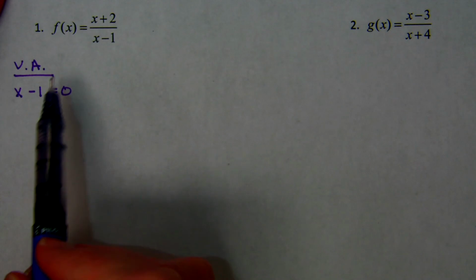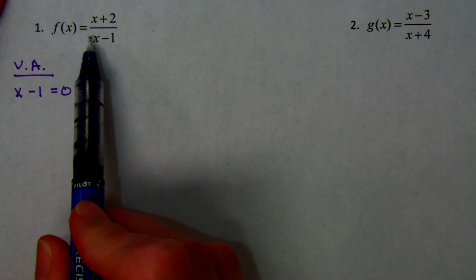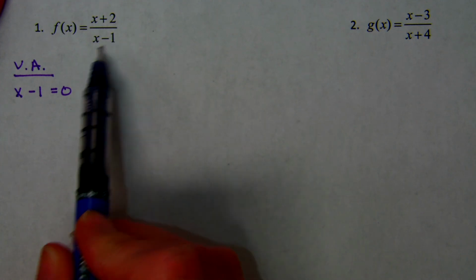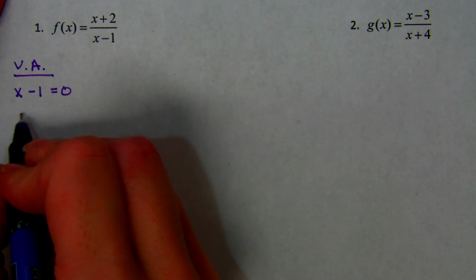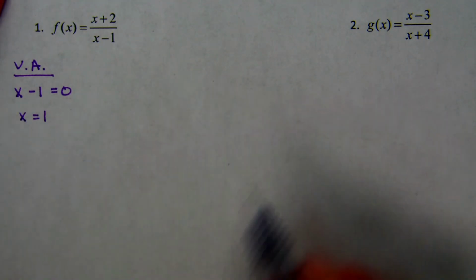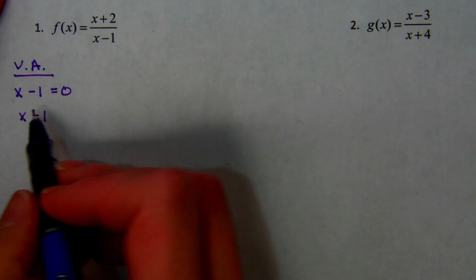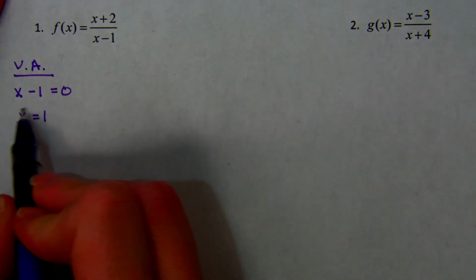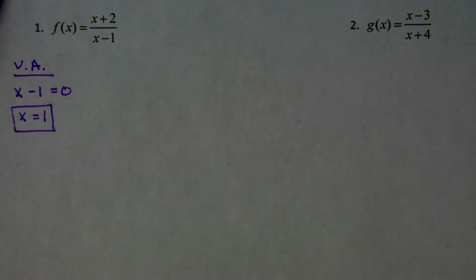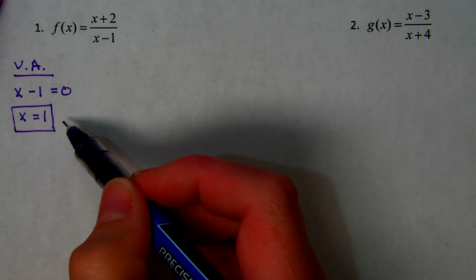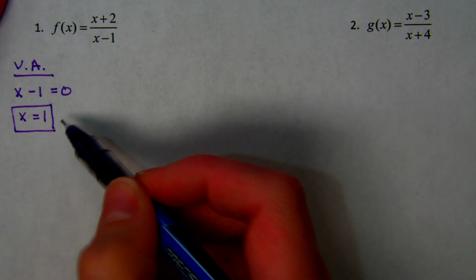So this function, to find a vertical asymptote, we always set the bottom equal to 0. This function's bottom is x minus 1, so I set it equal to 0, and I solve for x. A vertical asymptote is a line. It's a line that the graph cannot cross. In this case, it's x equals 1. We're done. That's our vertical asymptote. And so I've shown my work, and I've shown the vertical asymptote that I found.